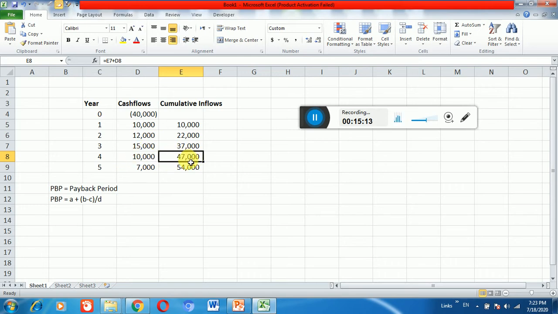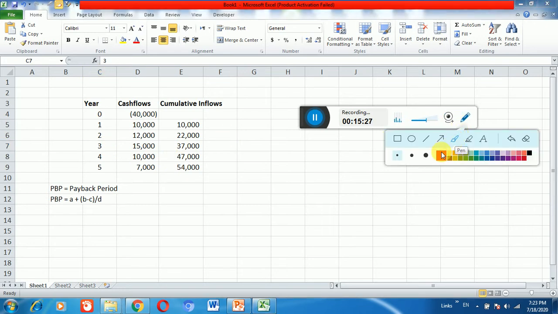Okay, so this is year 4, so 1 year before is 3. So we say the third year is our A. Let me give it the name A. So this is our A. Once again, how to know which value? The third year, this 3, is equal to our A.